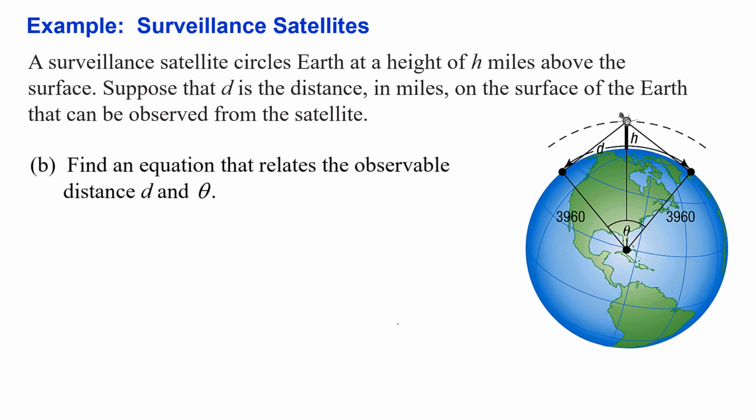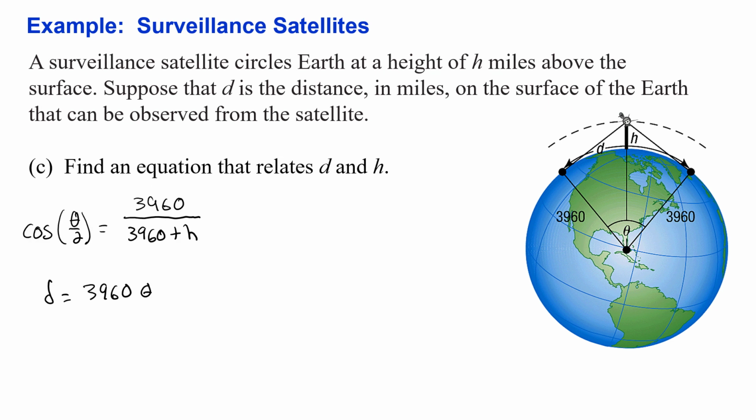Part B asks us to find an equation that relates the observable distance d and theta. This time, let's draw the arc of length d that is subtended by the angle theta. Again, the initial and terminal sides of theta are represented by the radius of Earth of length 3,960 miles. Using the arc length formula, we can write s equals r times theta, and thus we have d equals 3,960 times theta. And keep in mind, in the arc length formula, theta must be in radians. So therefore, we have an equation that relates the observable distance d and theta.